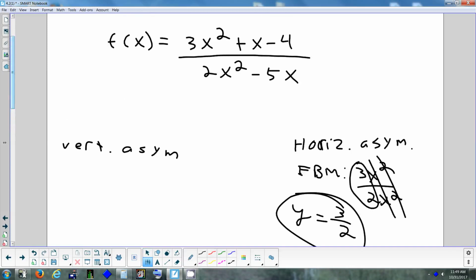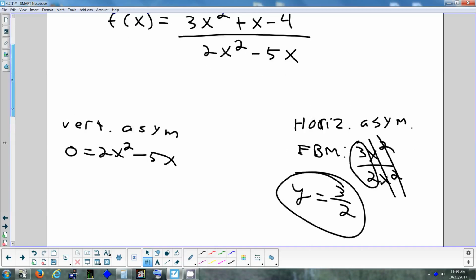Yep, you do something with the denominator. What do you set it equal to? Set it equal to 0. And Josie already started to tell us how we solve it. What did you say? Factor it.